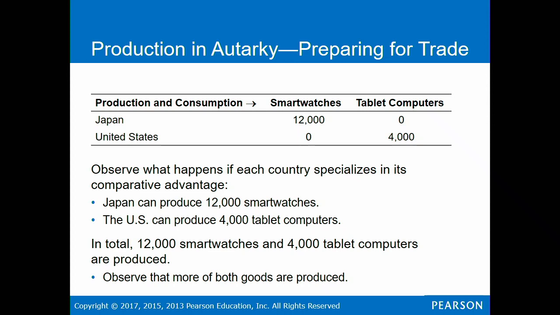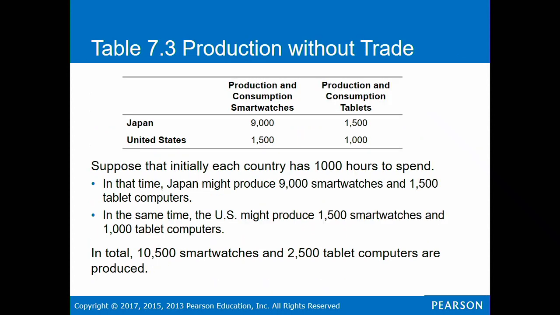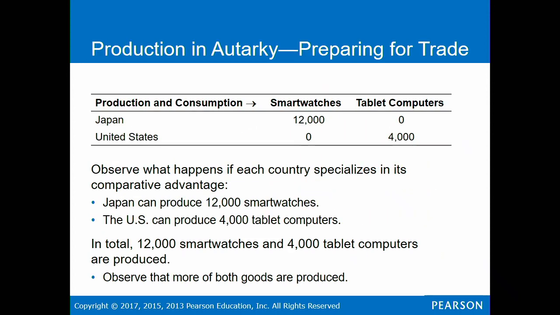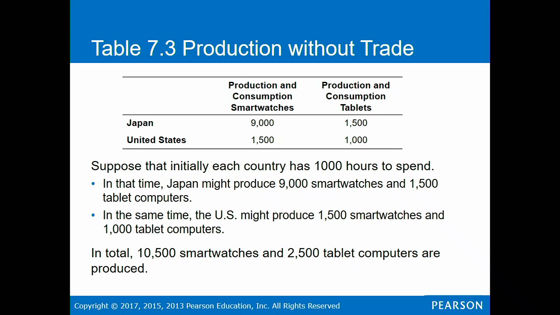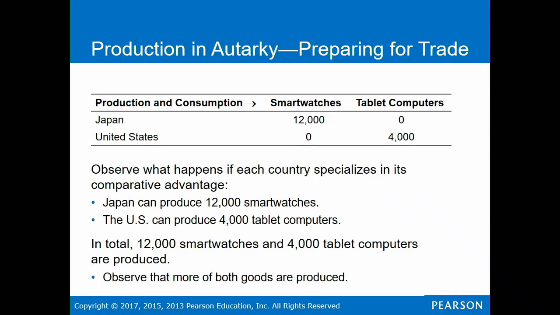So you can see that both countries are being made better off. So let's say Japan focuses on smartwatches. They only produce smartwatches. The United States only produces tablet computers, because that's what they have the lower opportunity cost of producing. So we end up with 12,000 smartwatches and 4,000 tablets. Before we had 10,500 smartwatches, now we have 12,000. Before we had 2,500 tablets, now we have 4,000 tablets.